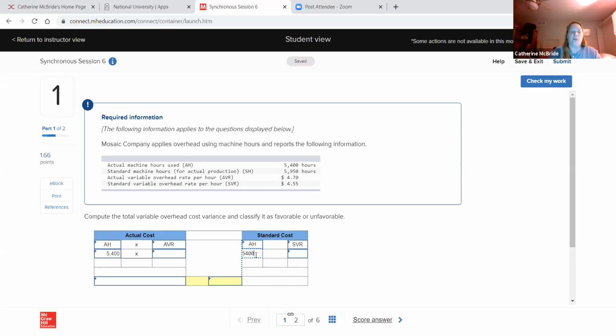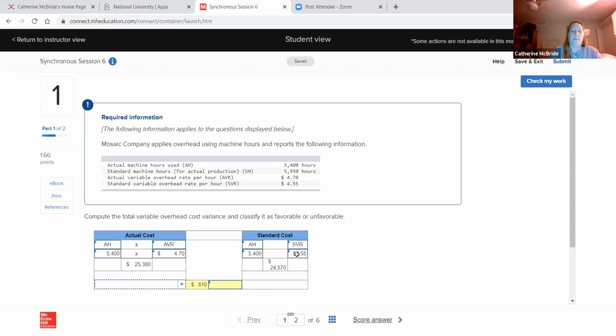And those both go here because we're just looking at cost. That's what's different. The actual variable overhead per hour was $4.70. So our actual was $4.70. We planned the standard, which is our plan, was $4.55. So we planned to spend $24,570 on overhead. We did spend $25,380 on overhead. So we're $810 different than our budget.